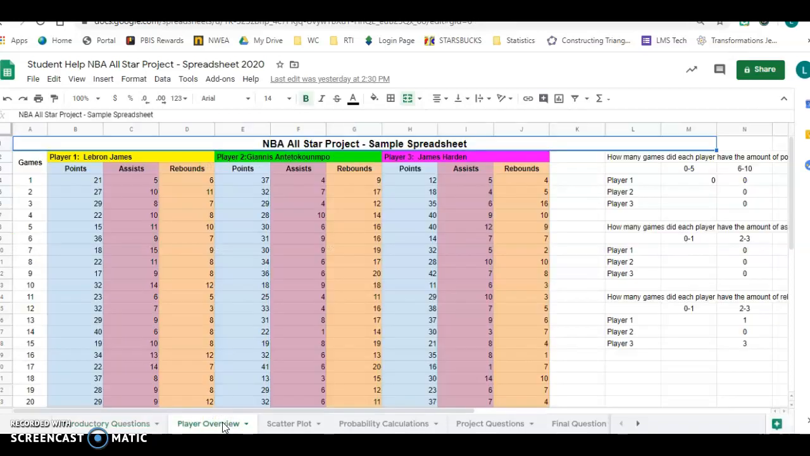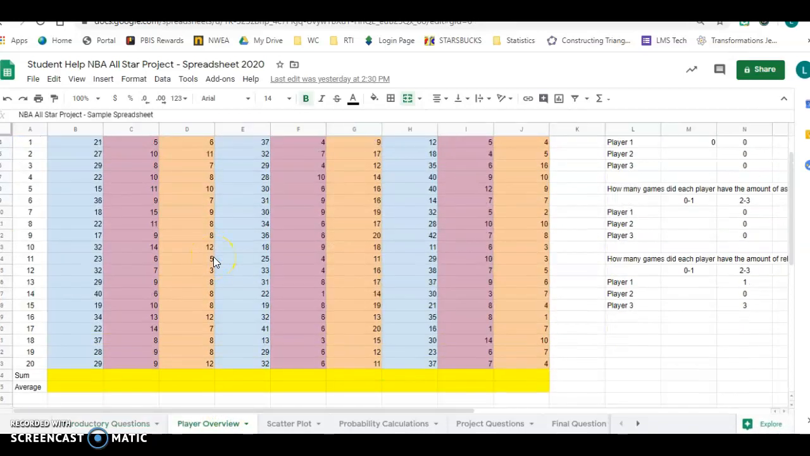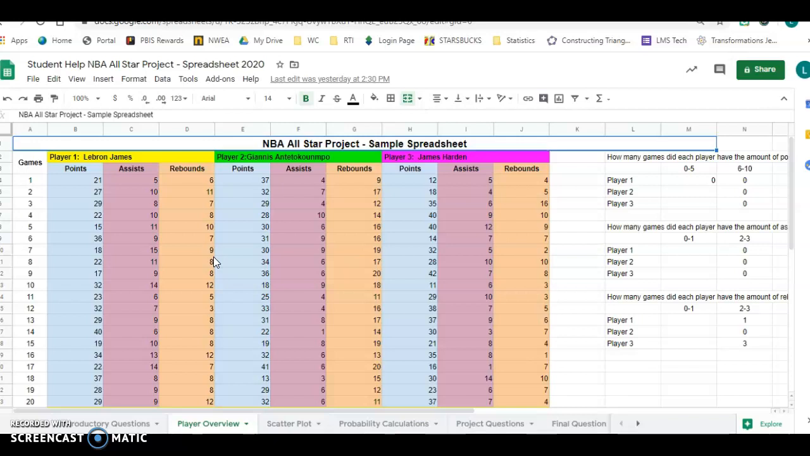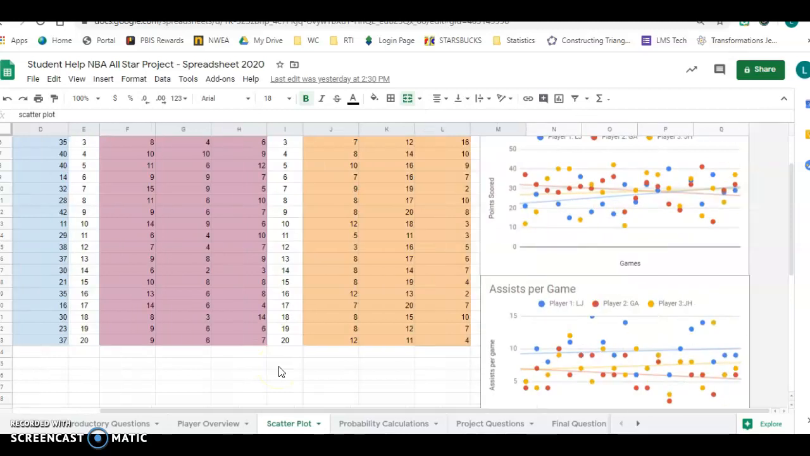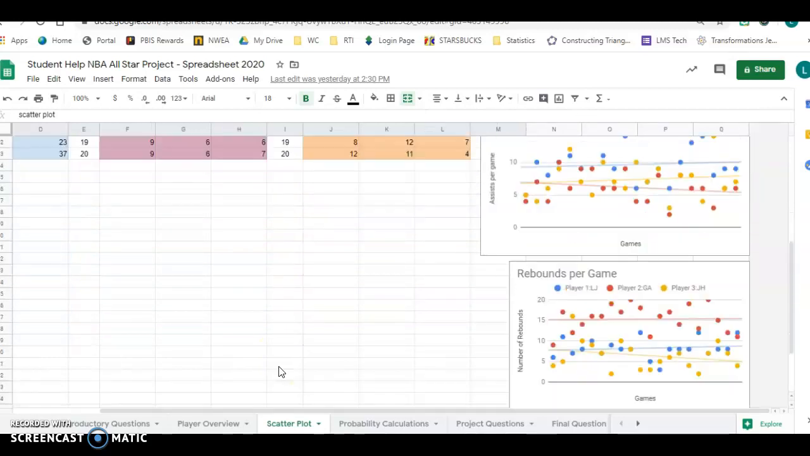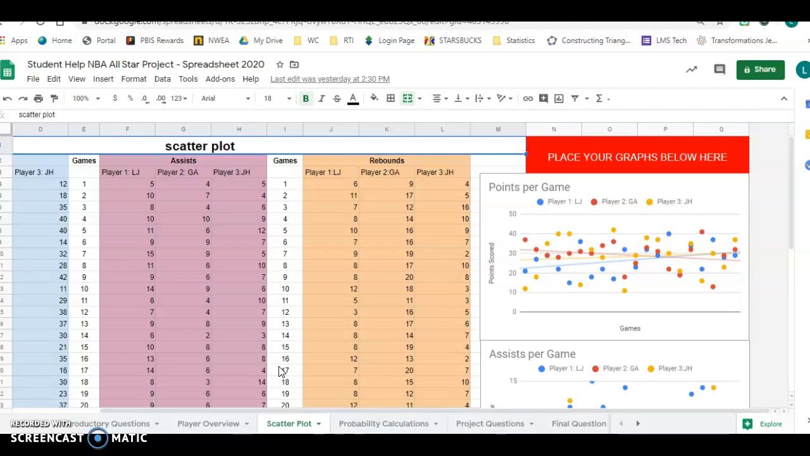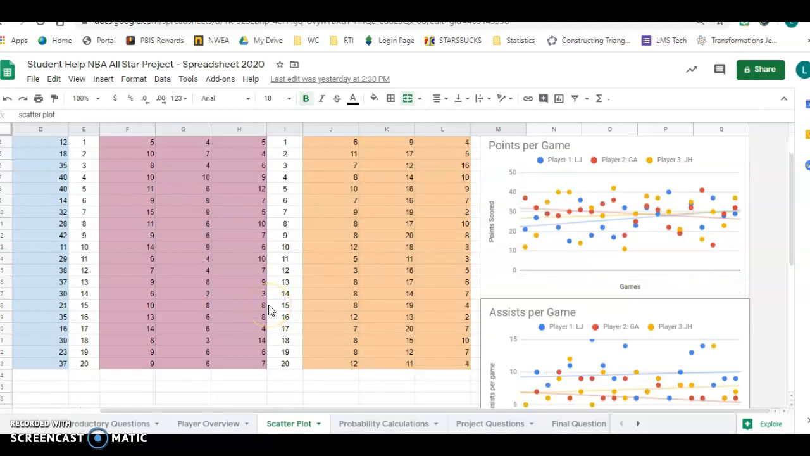Our player overview should also be filled out. This should be completely done. And then our scatter plots should also be finished as well. So your scatter plot should be along the side there. And remember, there's videos that you can watch to complete all of these things.